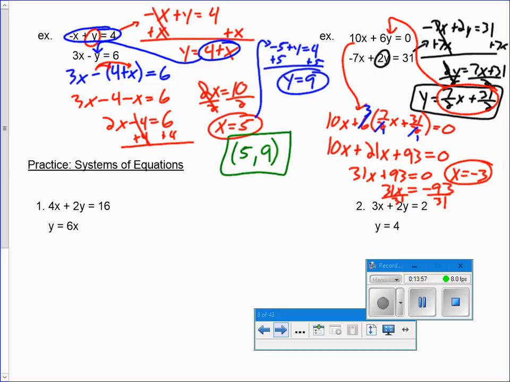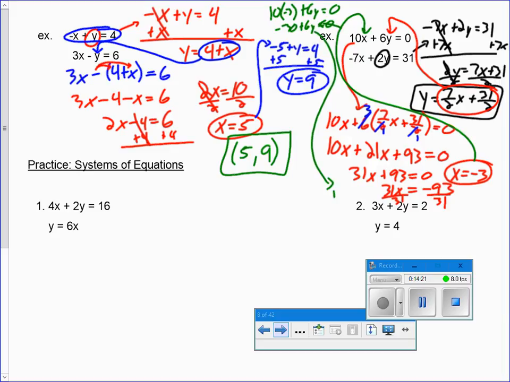My last step here would be take this x value, plug it into one of these equations, and get back a value for y. So here I'd have 10 times negative 3 plus 6y equals 0. So negative 30 plus 6y is 0. And working that out, we see that 6y would have to be positive 30, so y would have to be 5. Again, our last step is to write it as an ordered pair. So negative 3, 5 would be our answer for this one.